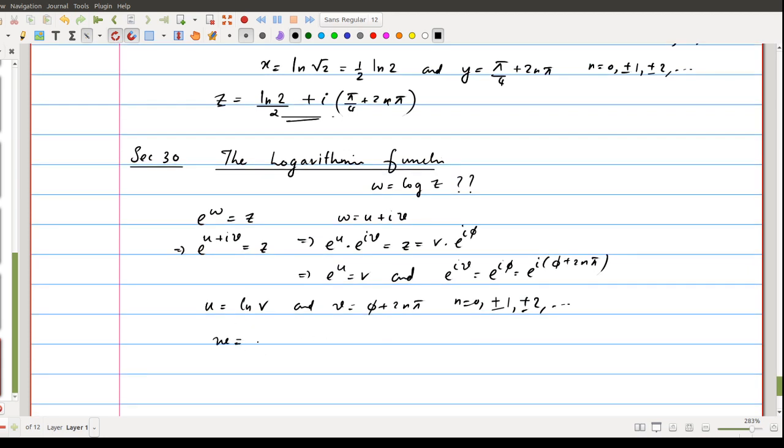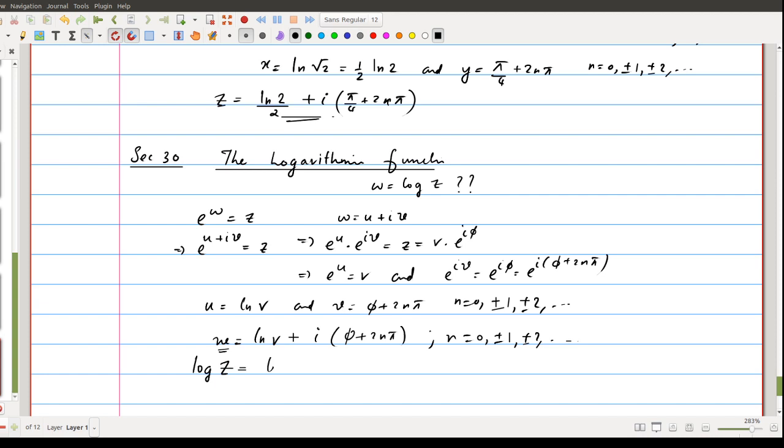So from this equation you will get omega. Omega is equal to u, that is log r here. This is log r, the real logarithm. Since r is a positive quantity, since the modulus is a positive quantity, log r is defined for every non-zero value. So this is log r plus i times v, where v is phi plus 2n pi, where n is equal to 0, plus or minus 1, plus or minus 2, etc. And we call this omega log z. Okay, so this is the definition of log z.